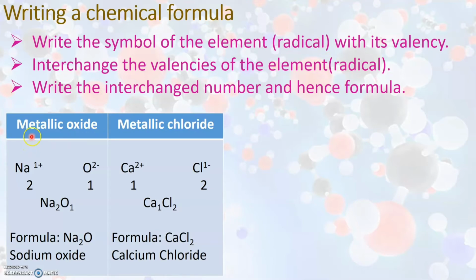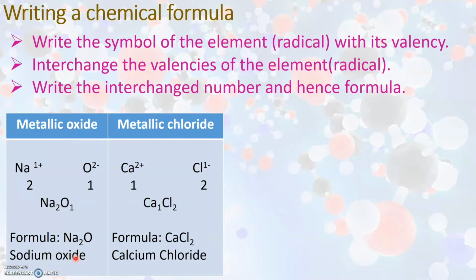First, let us take metallic oxide. What is a metallic oxide? When there is a combination of a metal along with oxygen, we call that a metallic oxide. An example of a metallic oxide is sodium oxide, where we already know that sodium, which is a metal, combines with oxygen in order to form the compound sodium oxide. Now we are going to derive the chemical formula of this metallic oxide, that is sodium oxide.